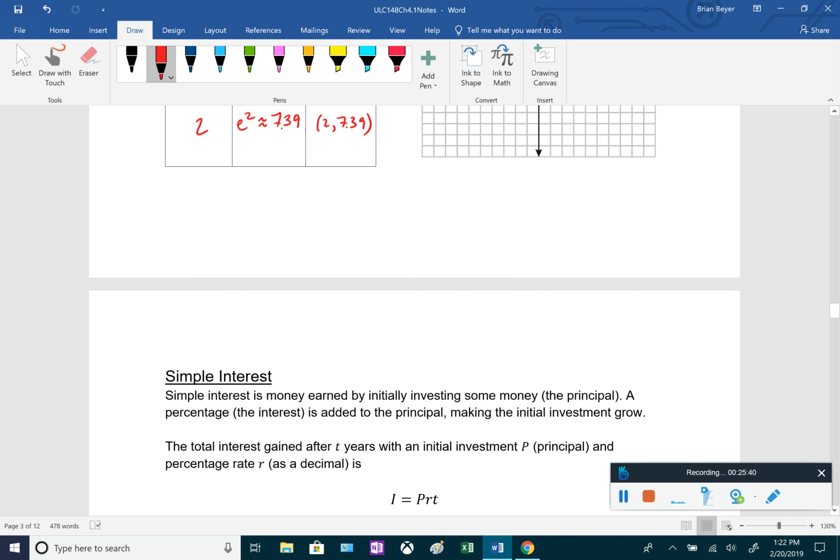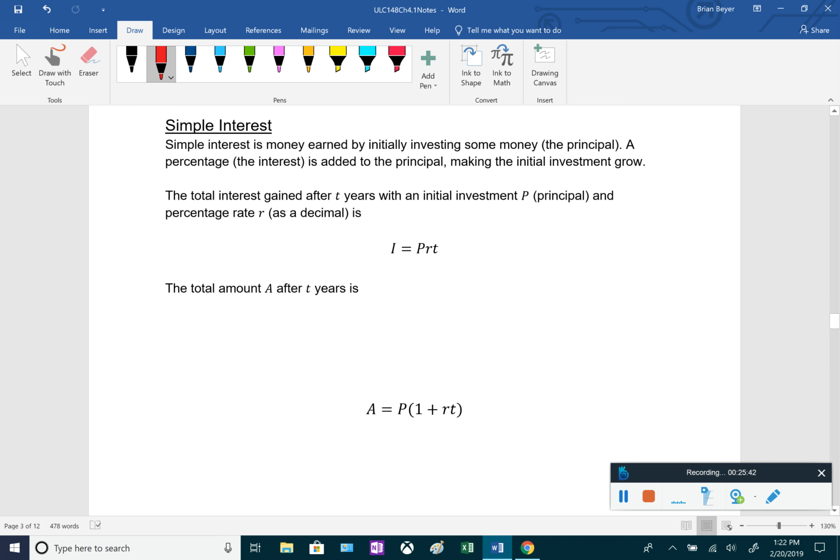Okay, so we'll come back to that in a few pages. Switching gears just a little bit, moving on to simple interest. Simple interest is going to be money earned by initially investing some money. The initial investment is going to be called the principal, and a percentage, which is the interest, is going to be added to the principal, making that initial investment grow.